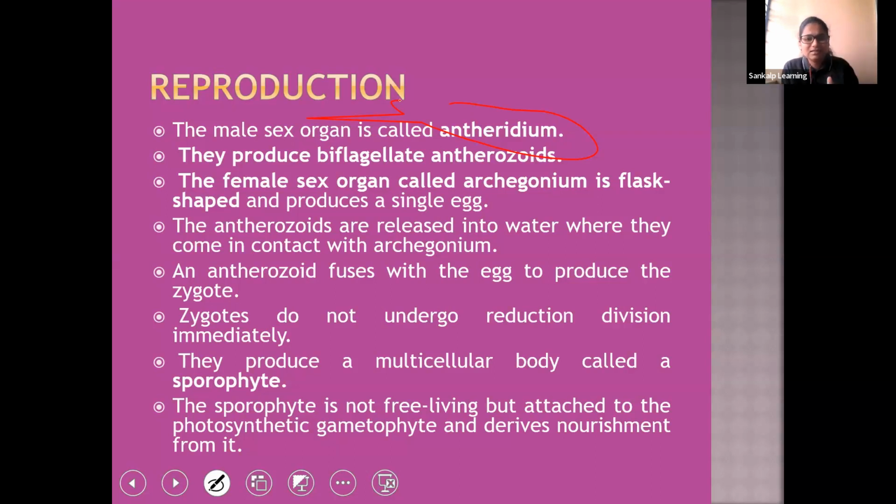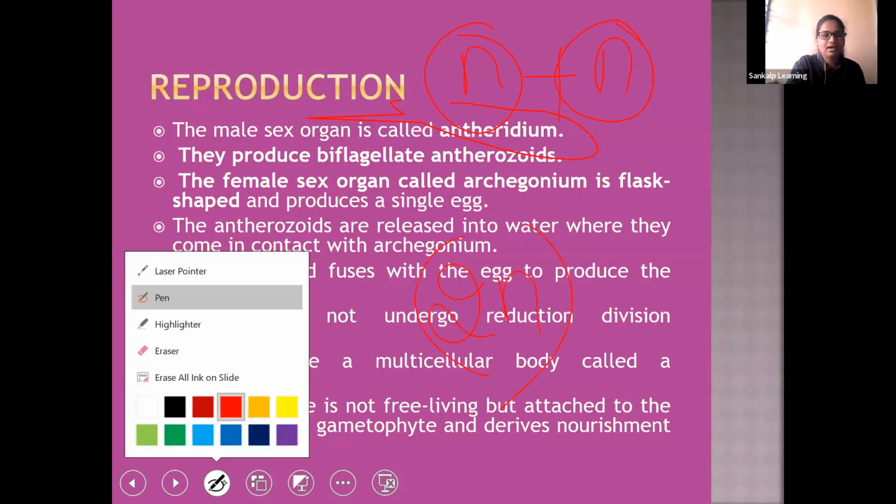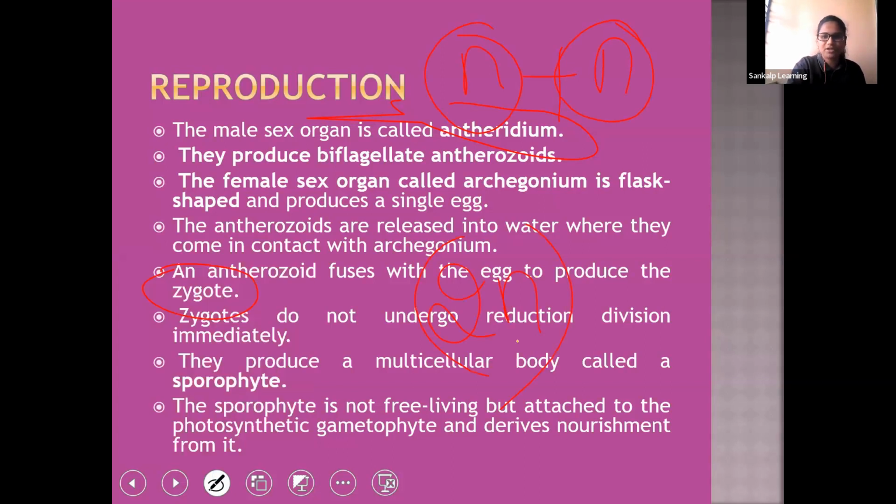After that, the antherozoids are released. The antherozoid fuses with the egg to produce a zygote. After zygote formation, it will not directly undergo reduction division; meiosis does not happen directly, so it is diploid. That is N plus N. The male gamete has N set of chromosomes. The female gamete has N set of chromosomes. So together the zygote has 2N, that is, a diploid set.